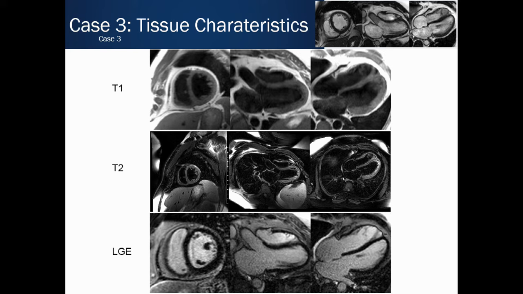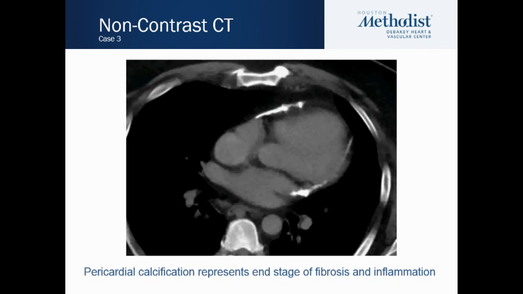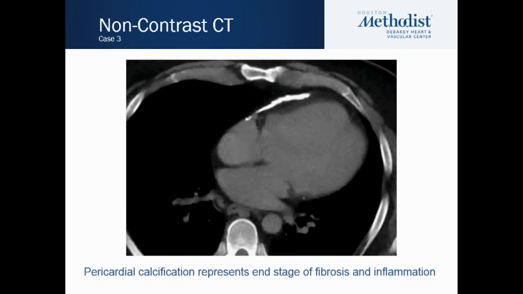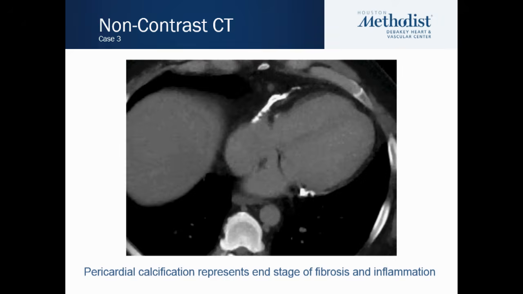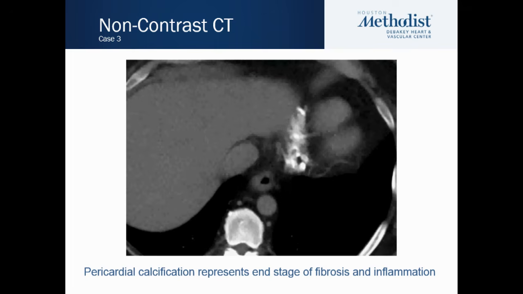There was no hyperenhancement on T2 imaging, and there was no LGE. So this is not a patient with active inflammation of their pericardium. So they have constrictive physiology, but they're not actively inflamed. This patient went on to have a non-contrast CT scan, and you just see a rind of calcium. This is the end stage of chronic inflammation.